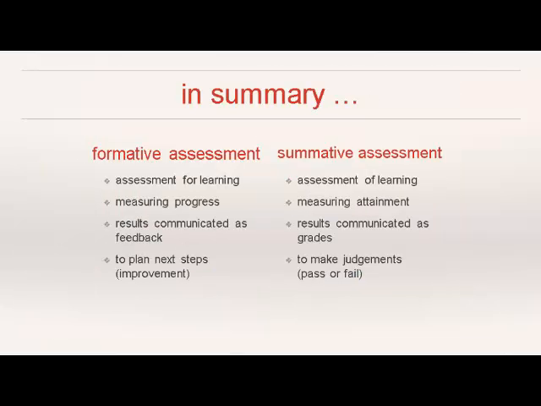So that's the summary. We've got the formative and we've got the summative. One is assessment for learning, the other is assessment of learning, at the end. One is measuring while they're in progress, while they're learning, and the other is measuring attainment at the end. In one, the results are communicated as grades or marks, and in the other as feedback. So the mark is not as important as the qualitative feedback we get when we're learning. One is used to make a judgment by passing or failing, and the other is to plan next steps for improvement for the students in terms of their learning, but also for yourself in terms of your teaching.